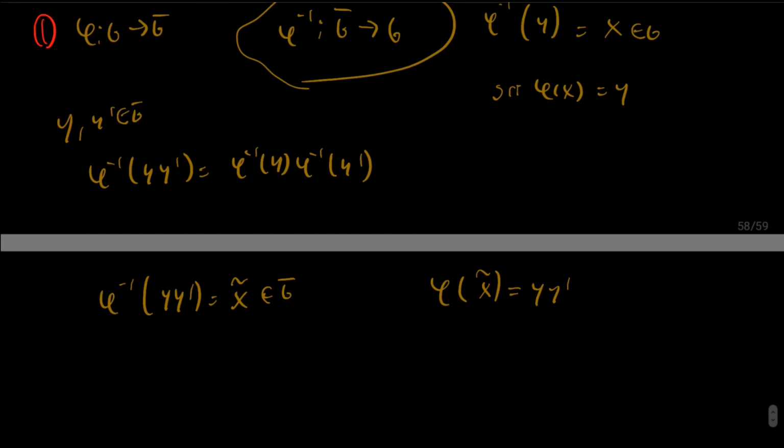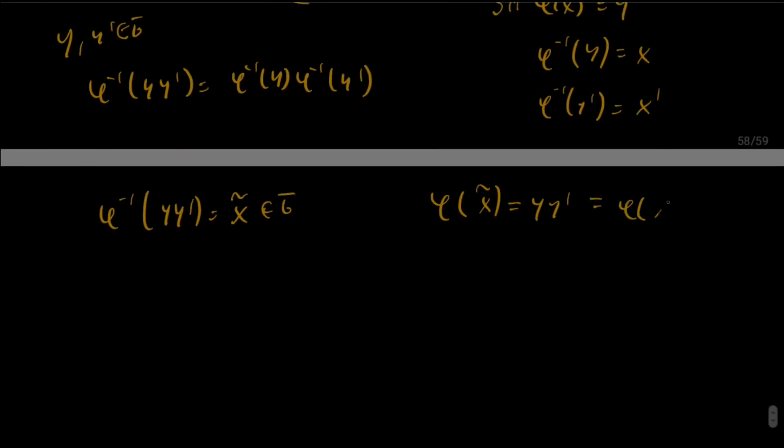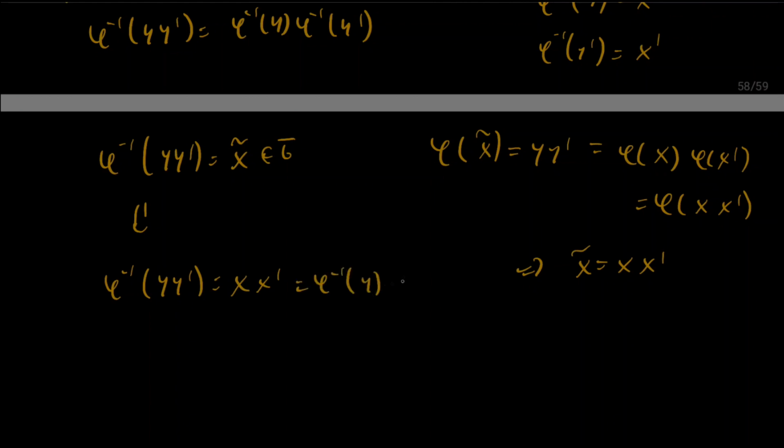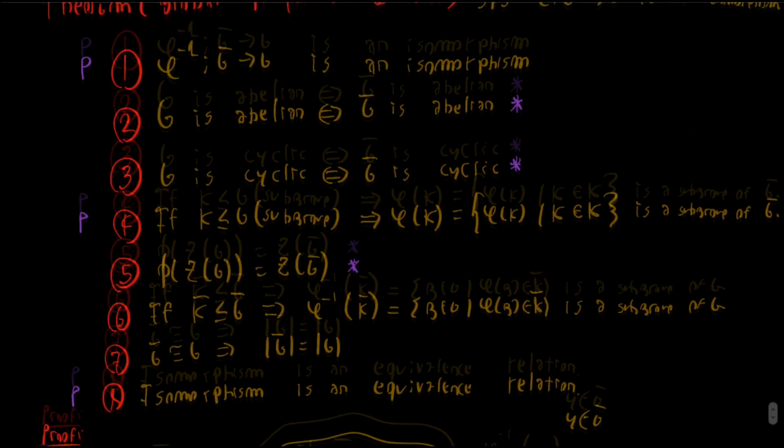Okay, but if we suppose that phi to the minus 1 of y is equal to x, and phi to the minus 1 of y prime is equal to x prime, then we're going to notice that y times y prime is equal to phi of x times phi of x prime, which is equal to phi of x times x prime. And so from this, it follows that x tilde is equal to x times x prime. So in the end, phi to the minus 1 of y times y prime is going to be equal to x times x prime. But this is precisely phi to the minus 1 of y times phi to the minus 1 of y prime. And so this proves this first fact about isomorphisms.